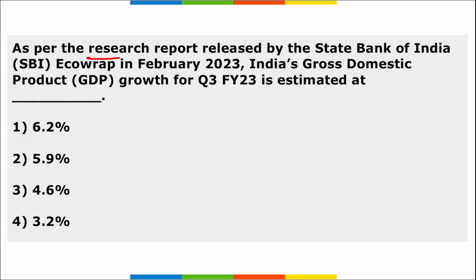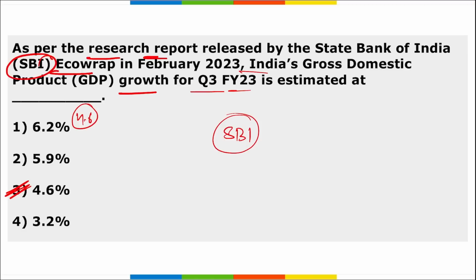Next, as per the research paper released by SBI EcoWrap in February, India's GDP growth rate for the third quarter of fiscal year 23 is estimated to be around how much percent? It will be around 4.6% for the third quarter of fiscal year 23. That was released in February 2023. All right, and it is a research report released by SBI EcoWrap.